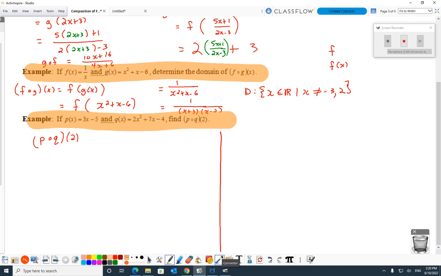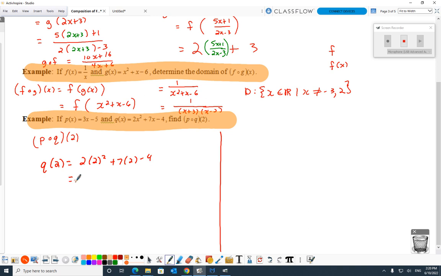The easy to understand way first. I don't think it's better. The easy to understand way. What I'm going to do is find q at 2. See, p at q at 2 says take 2 and plug it into q and get your answer and plug it into p. So q at 2, I just go, okay, 2 times 2 squared plus 7 times 2 minus 4. I've just subbed 2 into the function q.